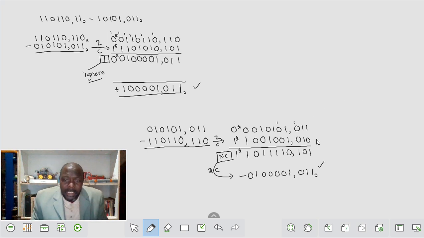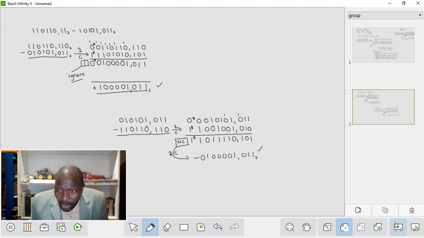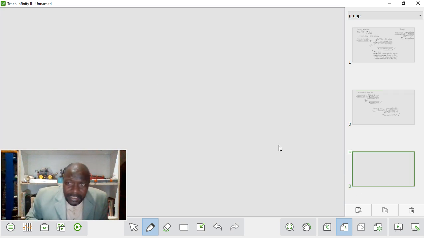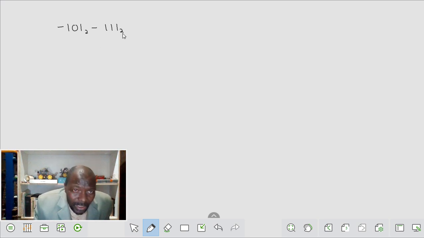Okay, what I want to do is, I hope it's not long, I want us to do an example where we are going to use two negative numbers. Let's have a scenario where we have two negative numbers. Let's say simple numbers. Let's say I ask you to compute minus 101 minus 111. In earnest, this is 5 plus 7, so our answer is supposed to be equivalent to 12. Let's see if this works.